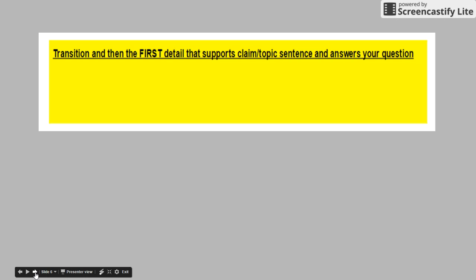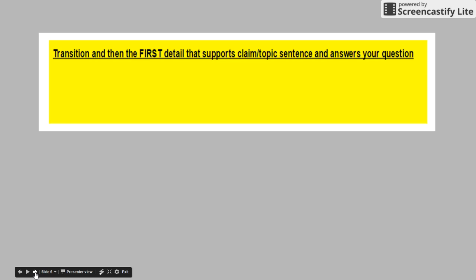The next thing you're going to want to do is pick one of the transition words and write your supporting detail. Your supporting detail is a detail that supports what your claim or your topic sentence is actually stating. So if you're saying that this theme applies to Sal, you need to tell me how. One way this theme applies to Sal is blah, blah, blah.